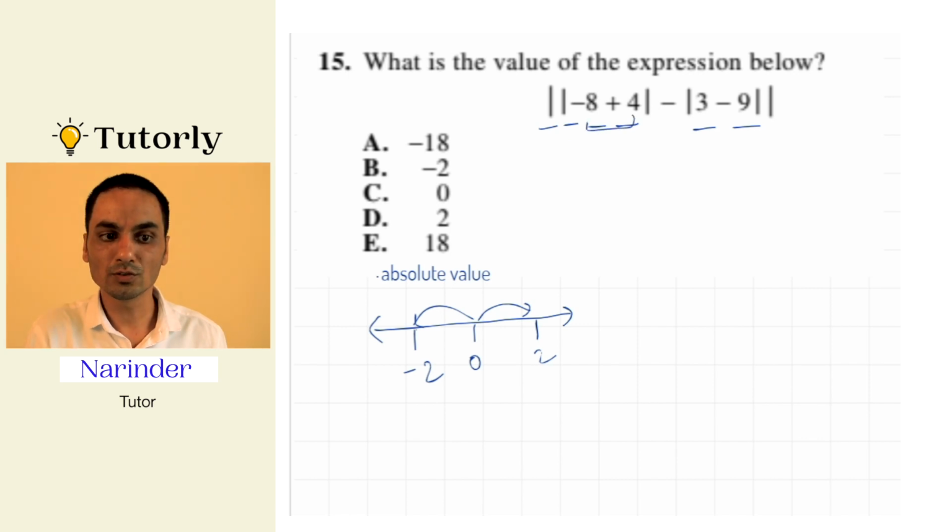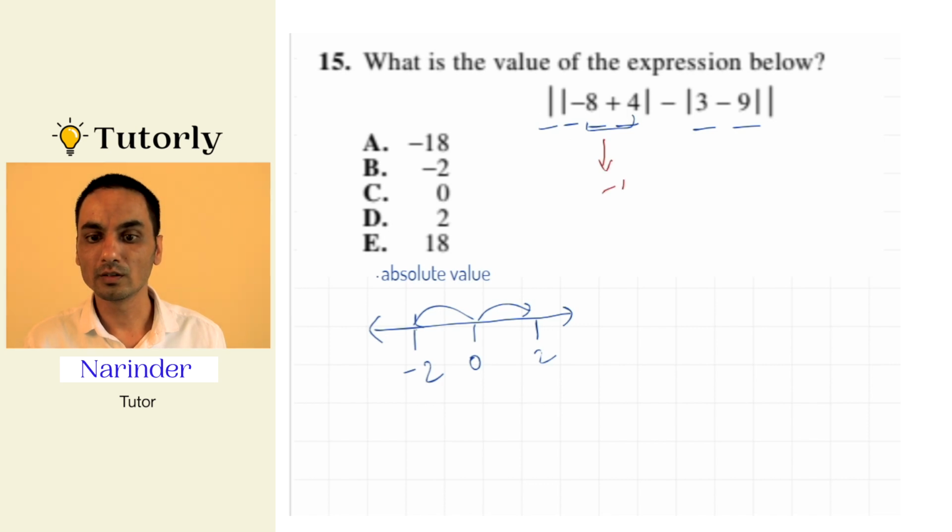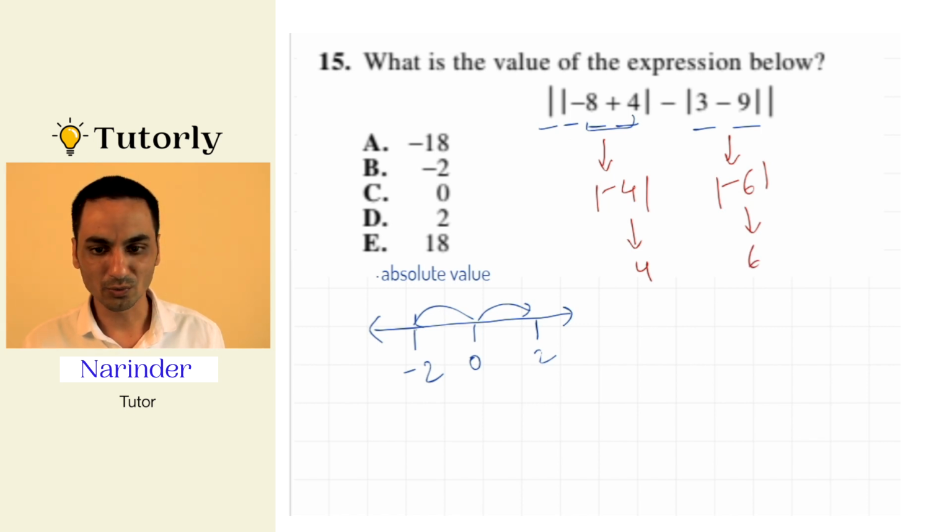Negative 8 plus 4 gives me negative 4. 3 minus 9 gives me negative 6. Negative 4 is 4 steps away from 0. So the absolute value of negative 4 is 4. And negative 6 is 6 steps away from 0. So the absolute value of negative 6 is 6. And you should always try to organize your work as I am doing here.